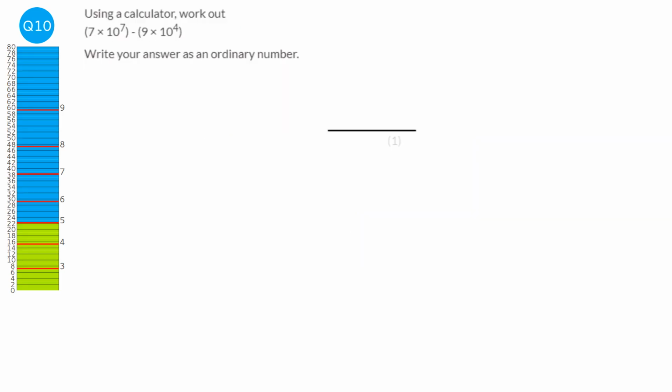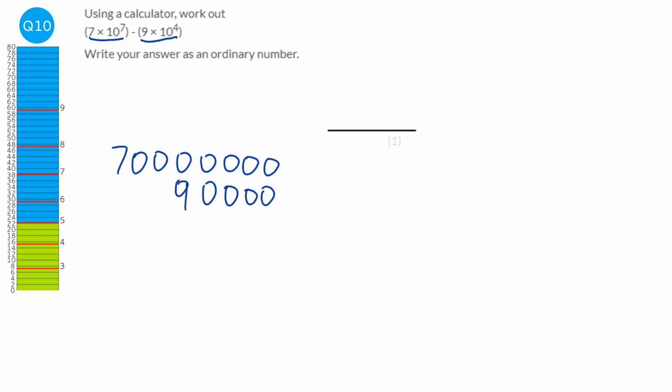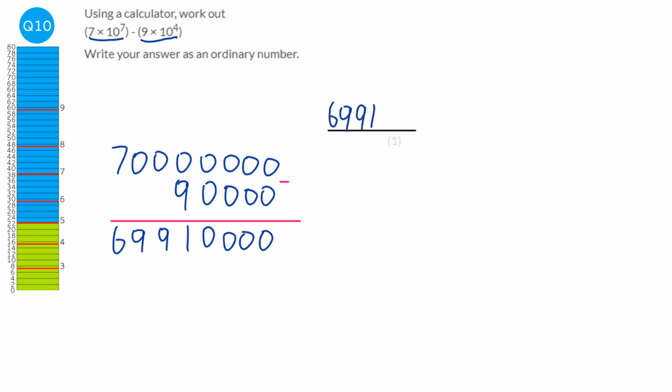So the only way of answering this question is to work out what these are as ordinary numbers. And so 7 times 10 to the power of 7 would be 7, 1, 2, 3, 4, 5, 6, 7, and 9 times 10 to the power of 4 would be 90,000, so that would be 9, 0, 0, 0, 0, and so we're just subtracting them like that, and so we'll get 6,910,000.